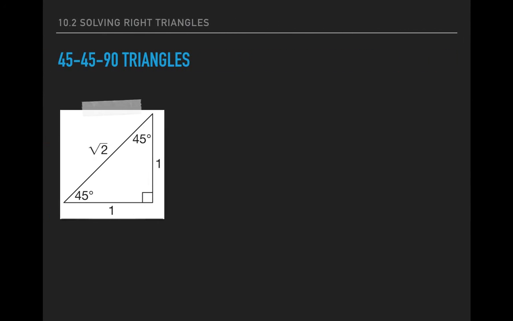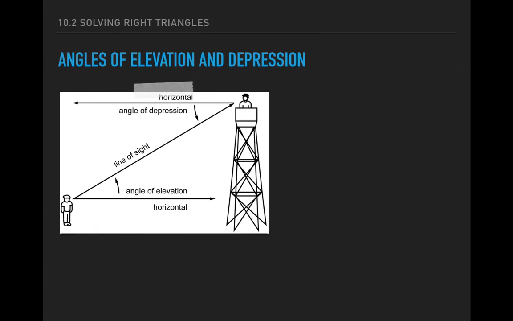Another special triangle is the 45, 45, 90 triangle. And sine of that is, when you rationalize, the square root of 2 over 2. And it's the same for cosine because the two legs are the same length. And tangent is just going to be 1 because, well, if you go opposite over adjacent, it's 1 over 1, which is 1. All right.